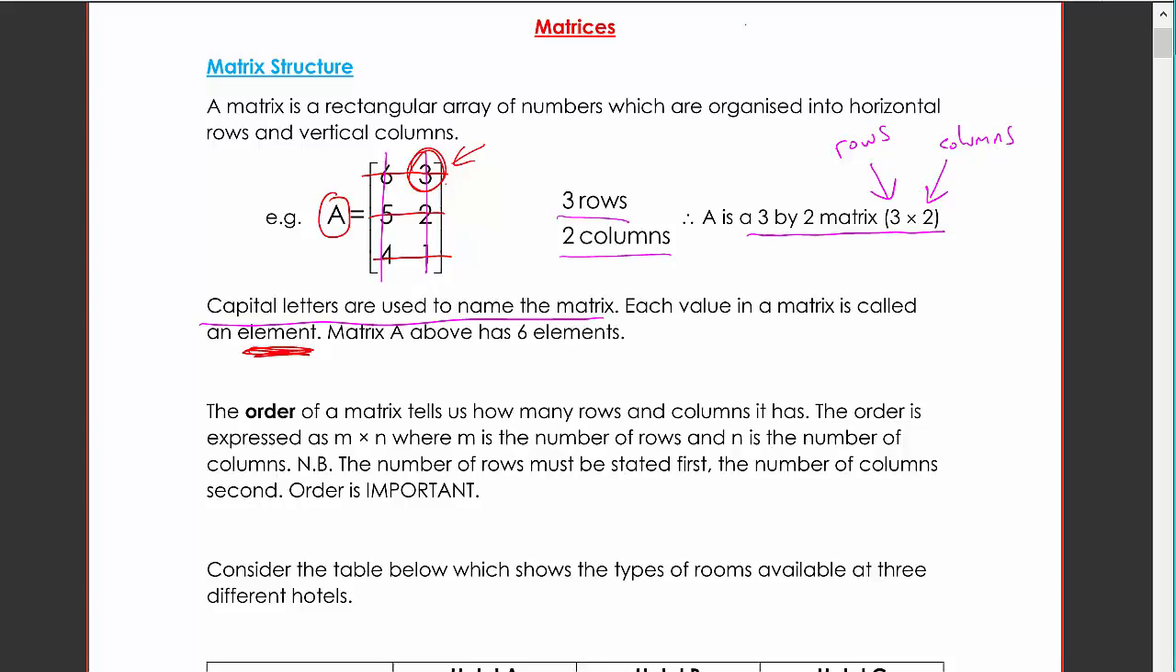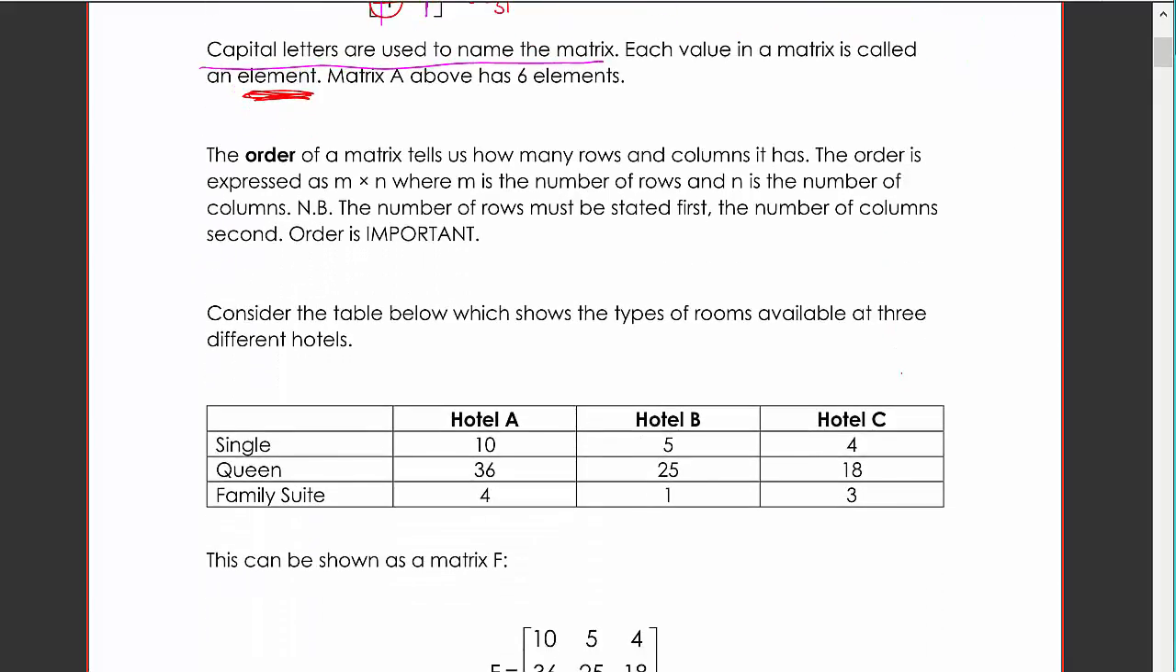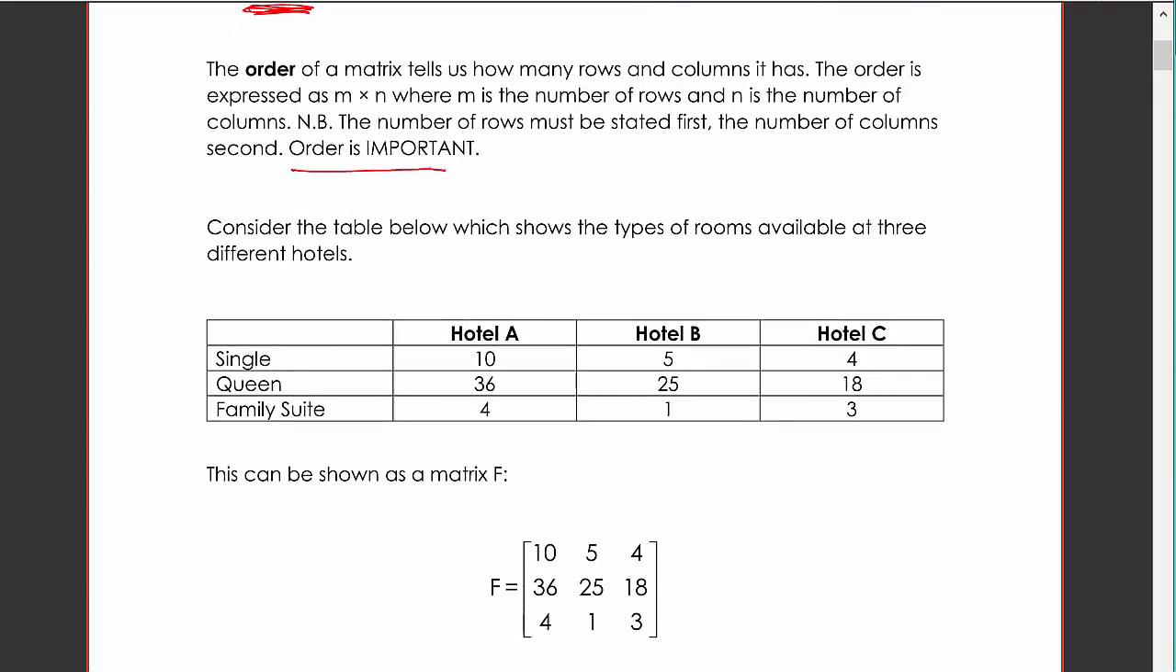We can also state what the position is. So the element 3 there, we'll probably come to this further down as well, but I'll mention it now, is element A12. It's the element that's in the first row and the second column. And 4 here would be A31, third row, first column. So the order of a matrix is important. We'll see why a bit later on through the notes.